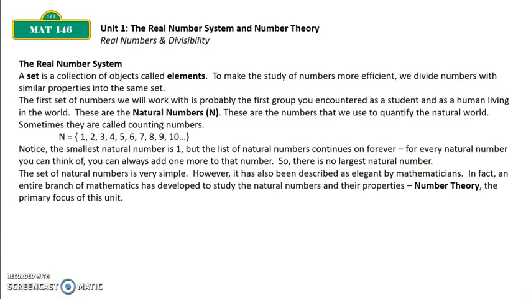Alright, so let's talk about the real number system. So a set is a collection of objects called elements. And we usually have sets of numbers, but a set can be anything. So for example, I could have the set A, and we usually let a capital letter represent a set. So I could have the set A be, I don't know, this star, this circle, well, sort of a circle, this square, and this triangle. So this is a set.